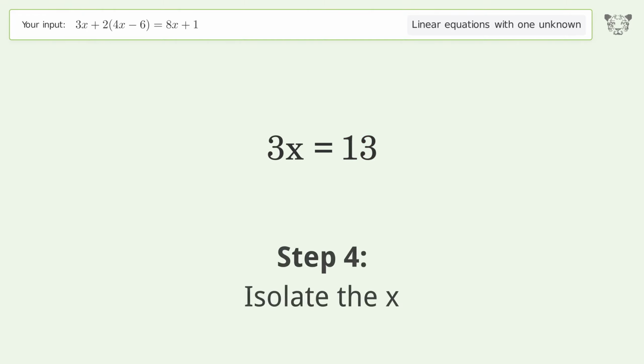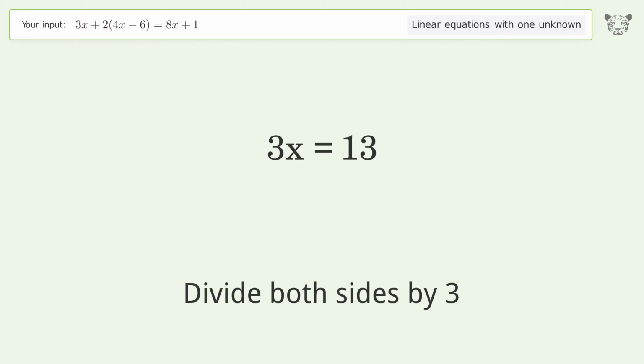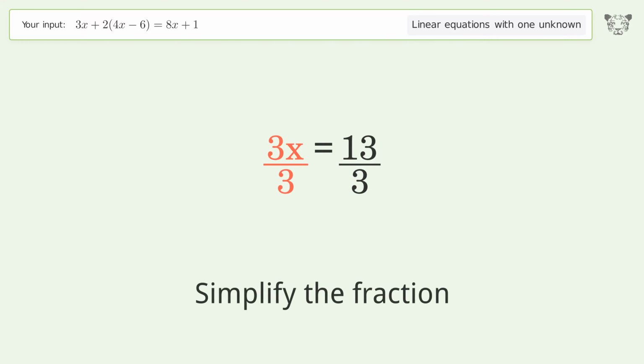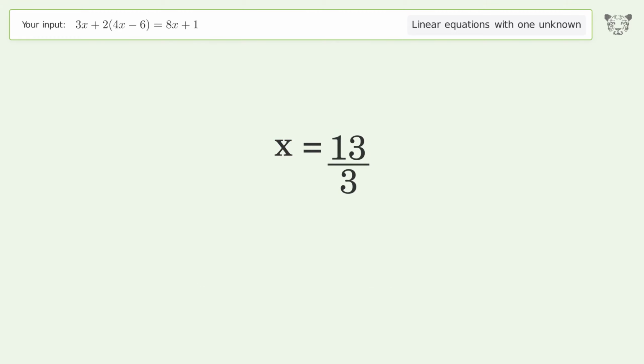Isolate the x. Divide both sides by 3. Simplify the fraction. And so the final result is x equals 13/3.